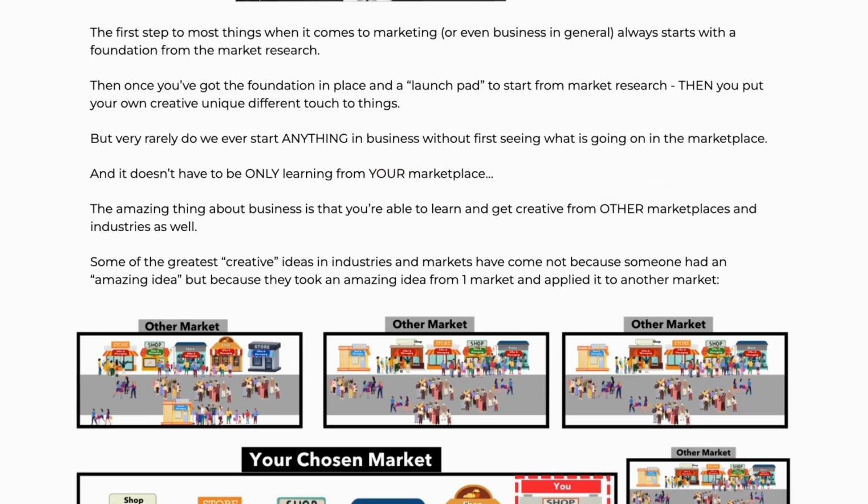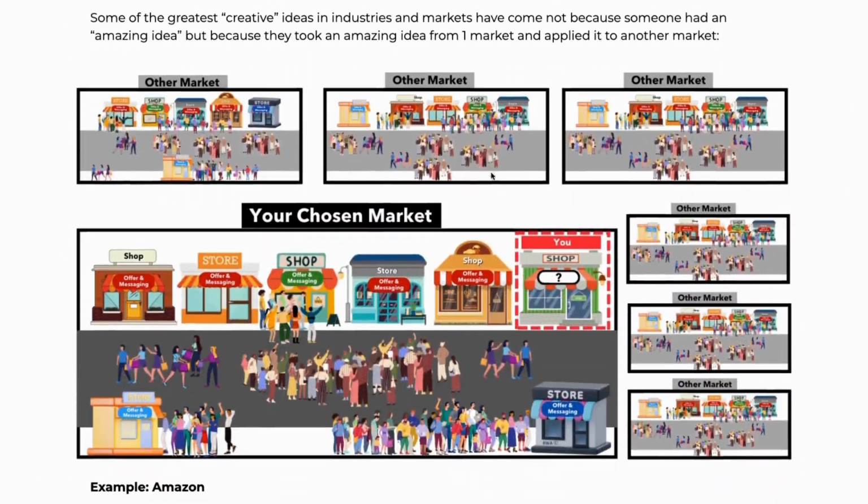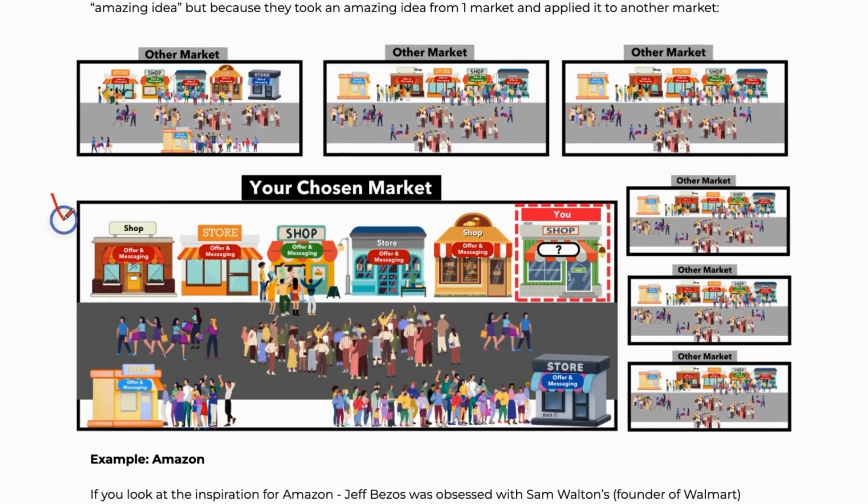Just as a visual example of this, I want to show you what we're talking about. We've talked about your chosen market, but your chosen market isn't the only market that's out there. There are literally hundreds and dozens, if not millions, of other markets out there, and you can learn as you keep an eye on these things.